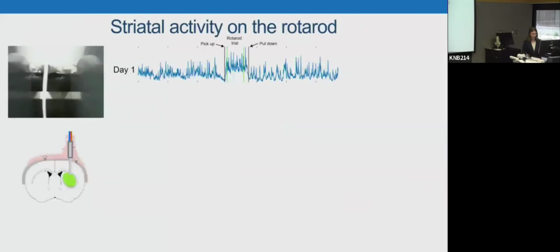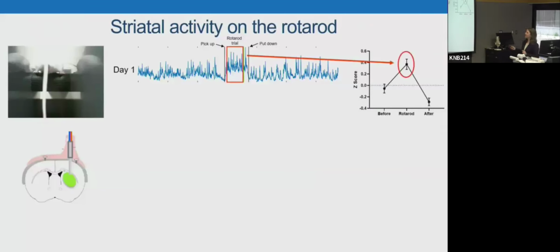Then next, looking at the activity in the brain. Here's another example of the rotarod, specifically a wild type on day 1 of training. One simple way that we can analyze this data is by averaging the activity during the different parts of the trial, the before, rotarod, and after, and look at how that changes over training. You can see here that on day 1, the overall activity while the mouse is on the rotarod is a lot higher than before and after the rotarod.